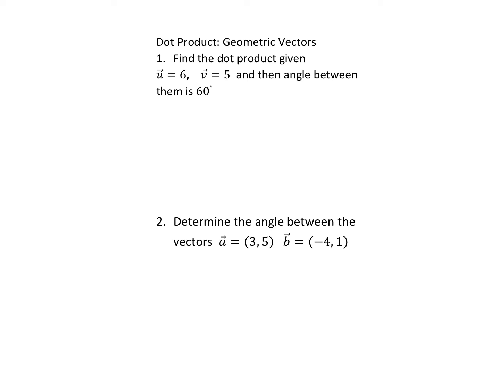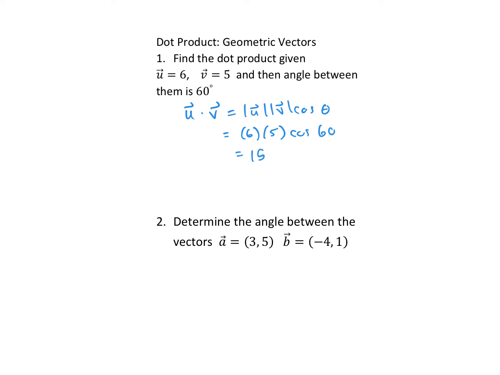So in this example, we are given the vectors in magnitude form and the angle between them. So if we were doing u dot v, u dot v would be the magnitude of u times the magnitude of v times the cosine of the angle between them. So it's going to be 6 times 5 times cosine of 60, and that works out to be 15.